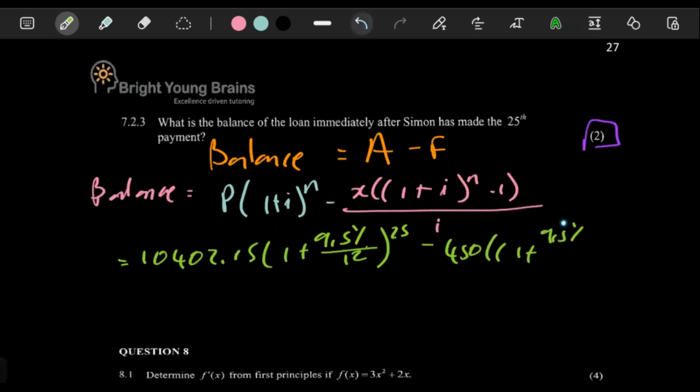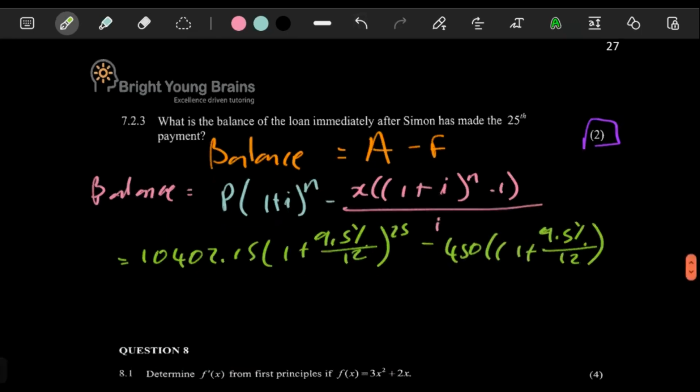9.5% over 12. And then n is what? n is 25, minus 1. And then the whole thing here is over the interest, over 12. There we go. So this is something you just have to put in your calculator carefully. Otherwise, it's going to come back and bite you.